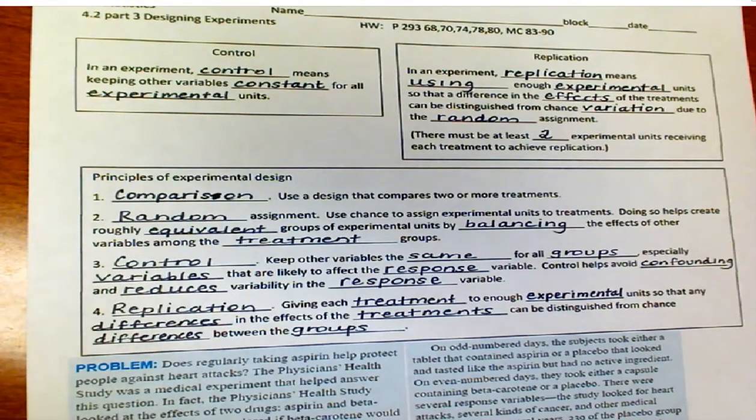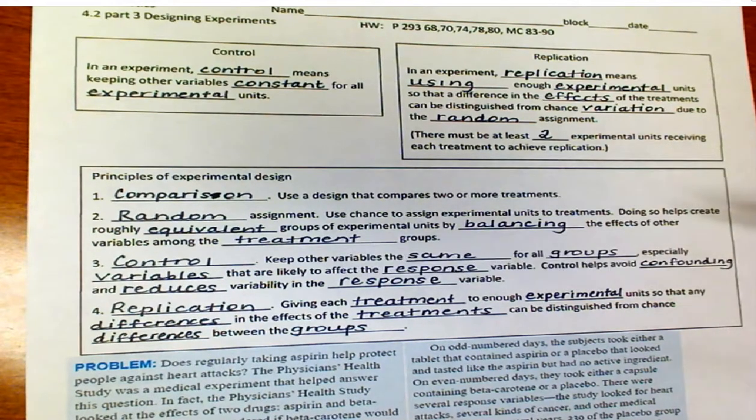Doing so helps create roughly equivalent groups of experimental units by balancing the effects of other variables among the treatment groups. You've got to have control. Keep some variables the same for all groups, especially variables that are likely to affect the response variable. Control helps avoid confounding and reduces variability in the response variable. And then the last one, which we just talked about, was replication. Give each treatment to enough experimental units so that the differences in the effects of the treatments can be distinguished from chance differences between the groups.